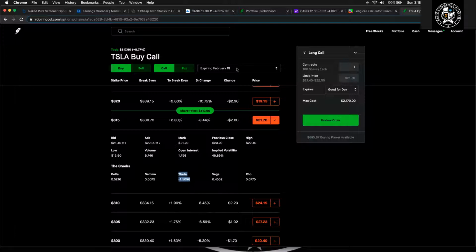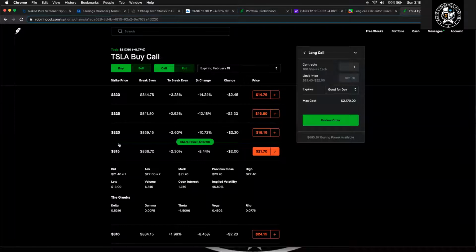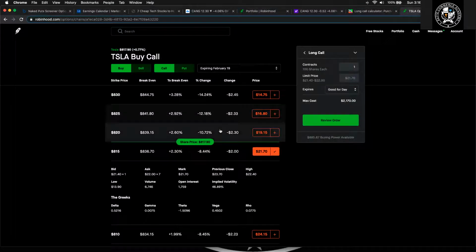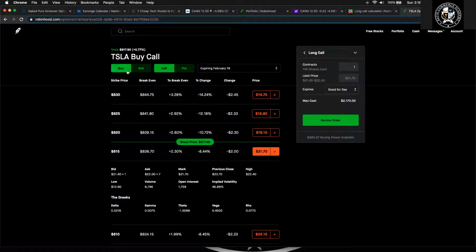As it gets closer to the expiration date, you have to be in the money every time. I don't play around with that. When I'm dealing with straight up calls and puts, I want to be in the money every single time. The only time I'm looking at out of the money stuff is when I'm writing contracts.